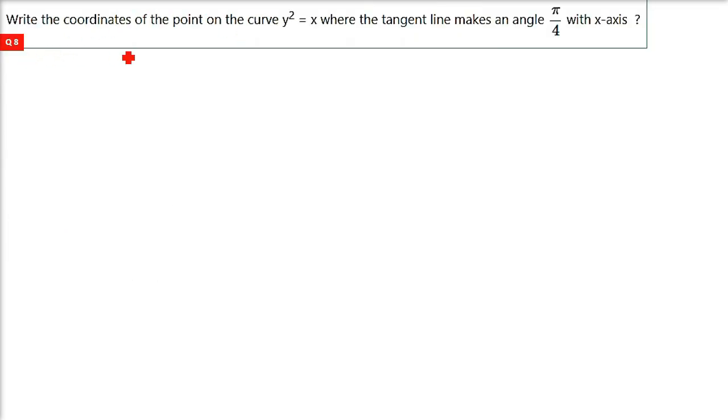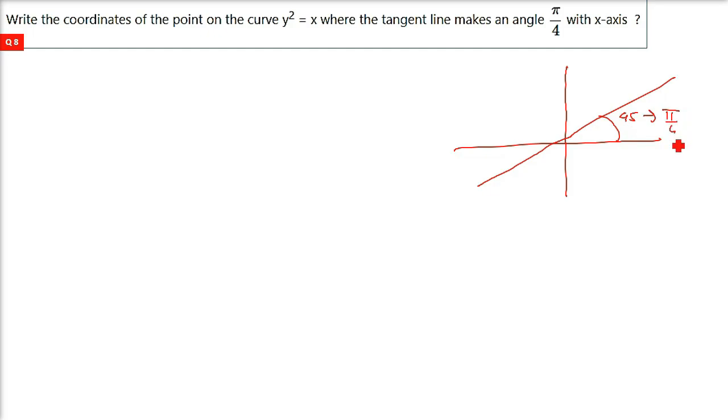Write the coordinates of the point on the curve y square equals x, where the tangent line makes an angle pi by 4 with x-axis. Pi by 4 with x-axis means what? We have just seen a question like this. This is 45 degree. The line is equally inclined to x-axis and y-axis. So tan 45 degree is what? It's going to be 1. So dy by dx is already given in the question. It is dy by dx, tan pi by 4 is 1.